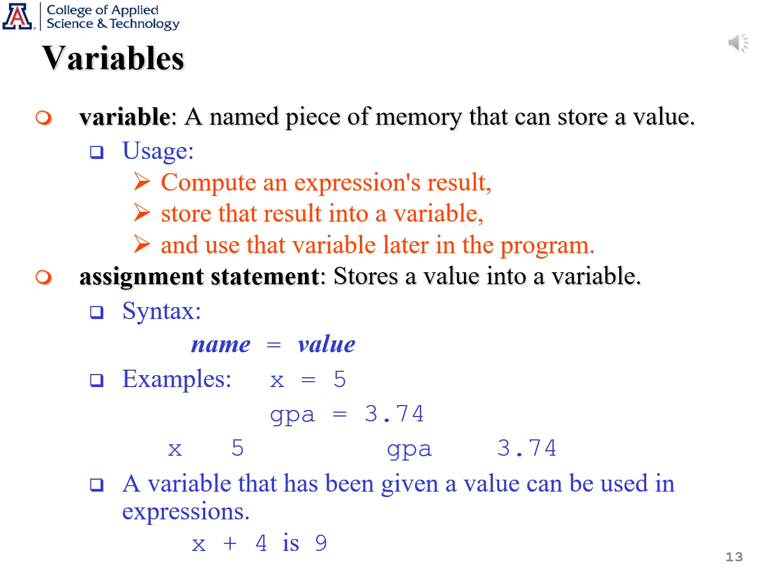So in this example, we put the value of x equal to 5 and the GPA equal to 3.74. If you look at the bottom example where it says x plus 4 equals 9, it means that the value of x that was assigned originally as 5 is going to be added to the 4, and the result would be stored as 9.